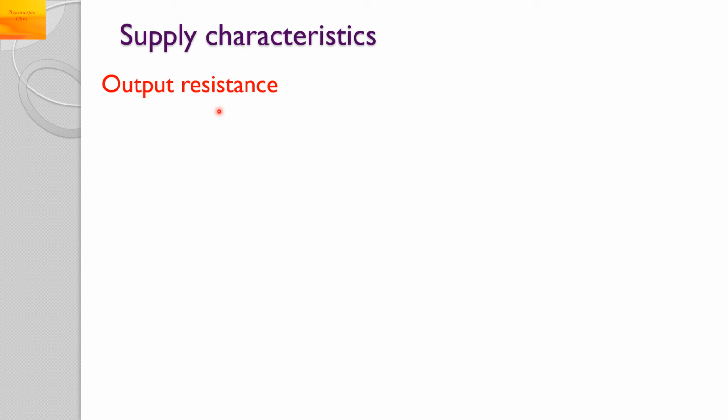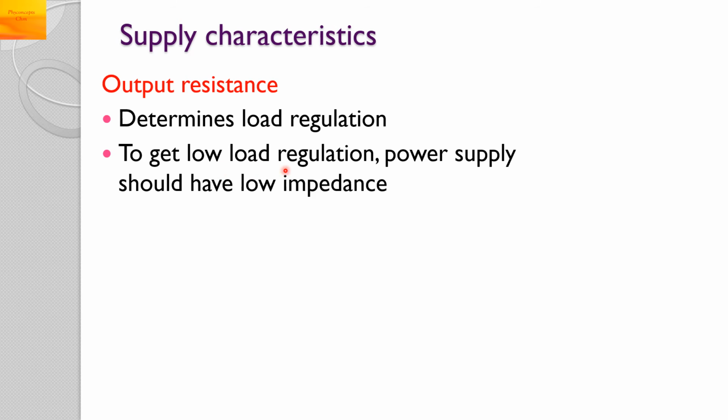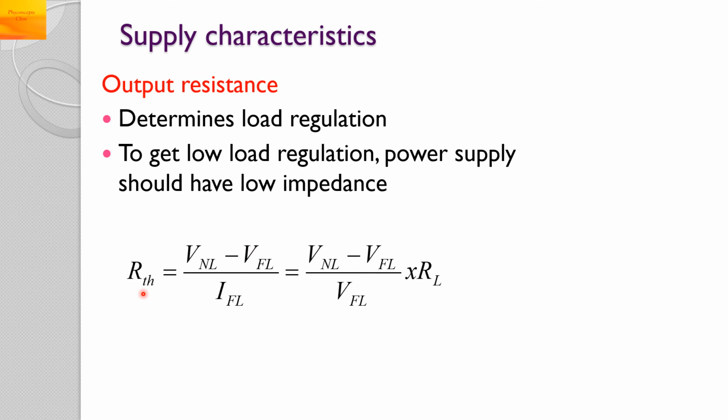Third is the output resistance or the output impedance. It determines the load regulation. To get low load regulation, the power supply should have a low impedance. So we can write down the output resistance RTH as (VNL minus VFL) upon IFL, and this IFL is replaced by VFL upon RL.